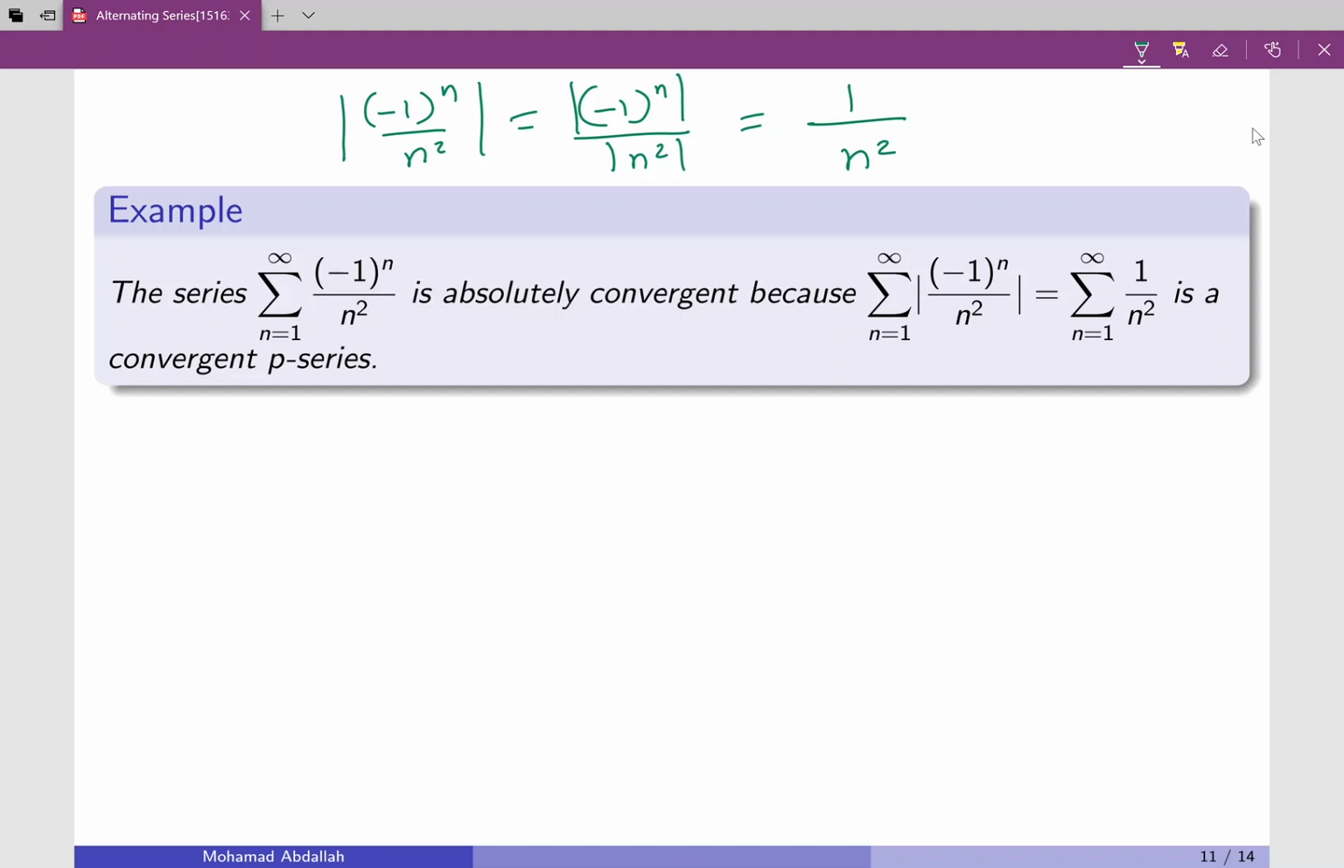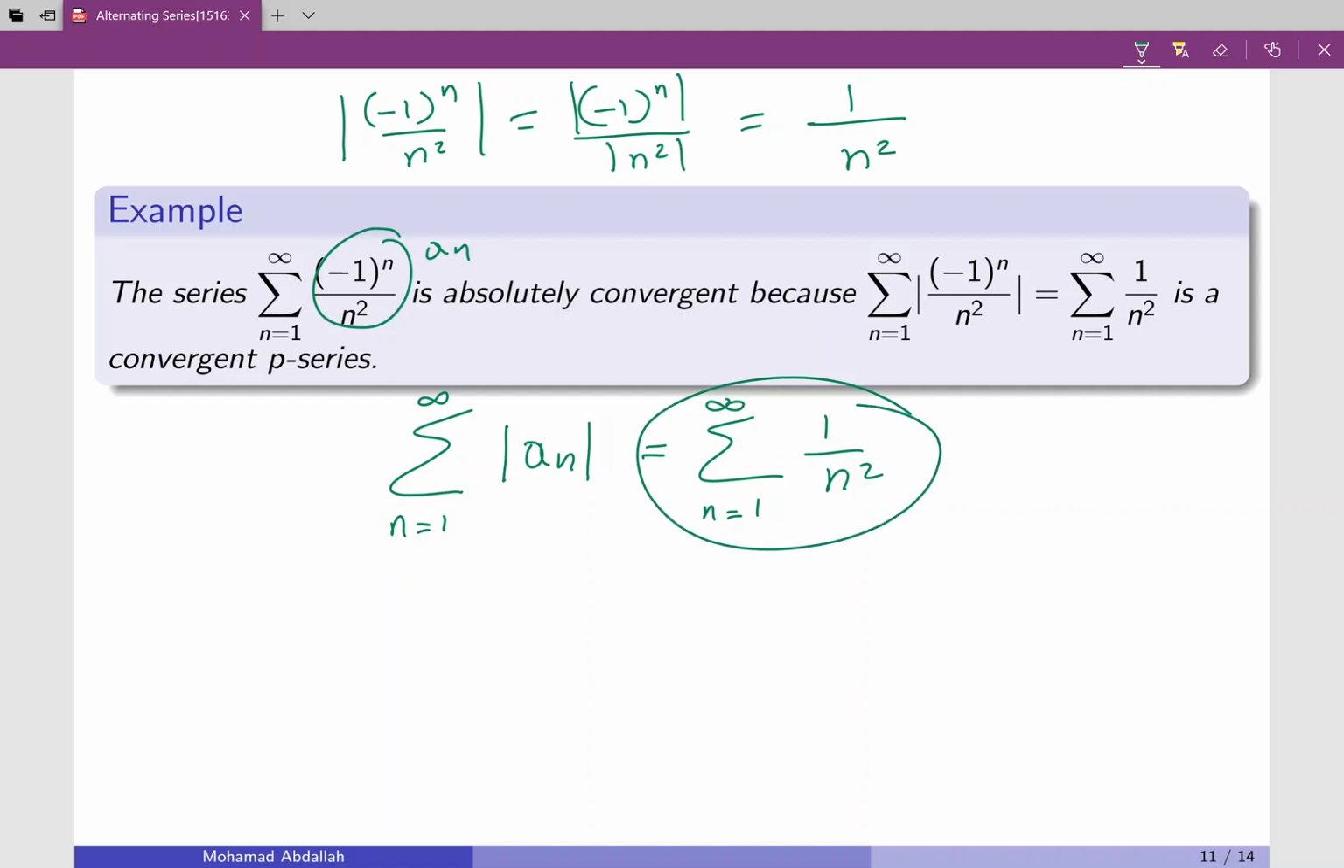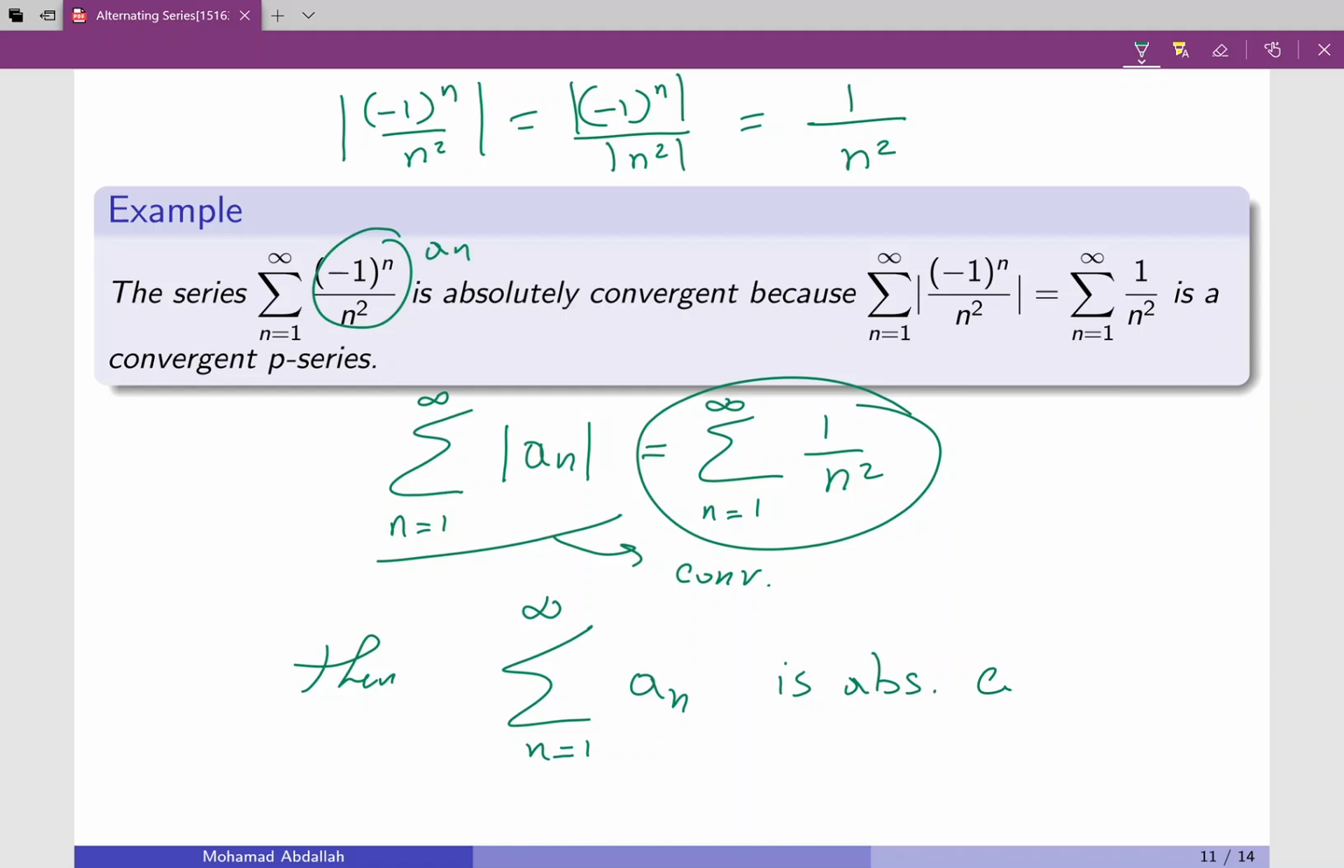So this series is alternating. When I take the sum of the absolute value of an, n from 1 to infinity, I'm taking the sum from n equal 1 to infinity of 1 over n squared. And I know that this is a p series, I know it's convergent. So in this case, because this converges, then I say that the sum without the absolute value, from n equal 1 to infinity, is absolutely convergent. Okay, so this is an example of an absolutely convergent series.